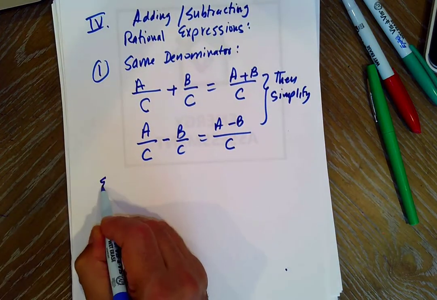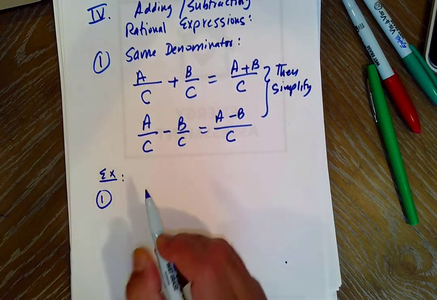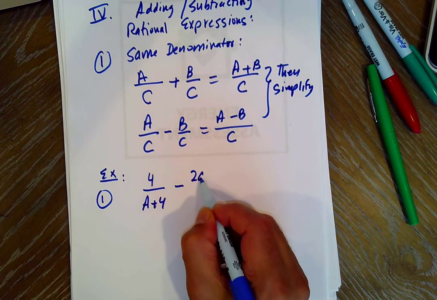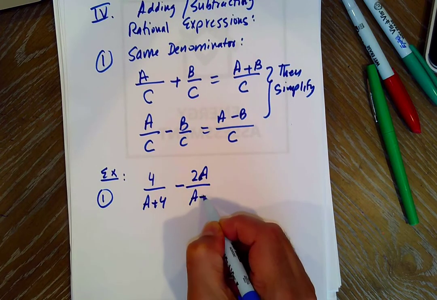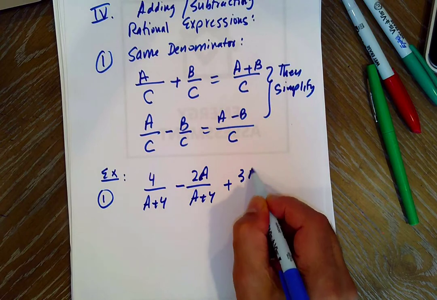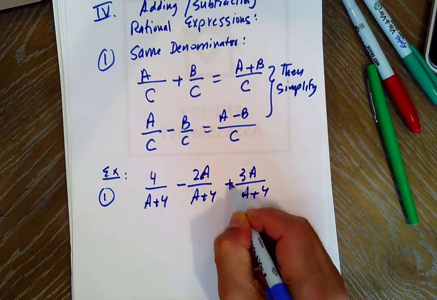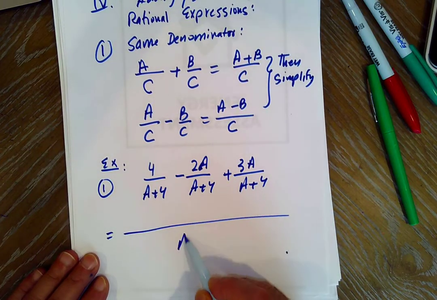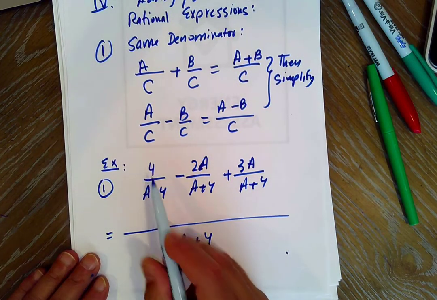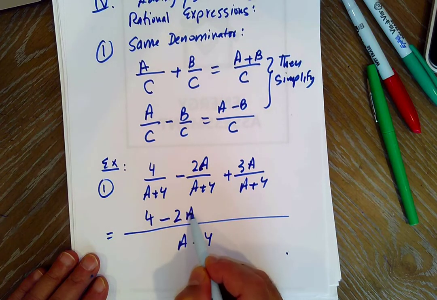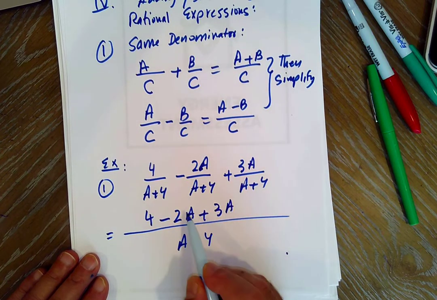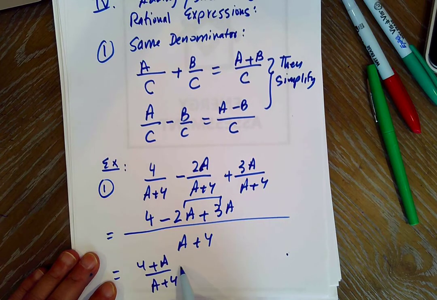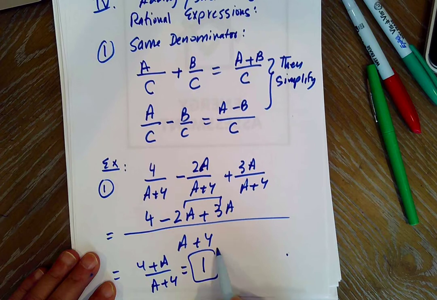For example, you have 4 over a plus 4 minus 2a over a plus 4 plus 3a over a plus 4. Since it's adding and subtracting, you want to check, do we have the same bottom? We do, so it's all going to have the same denominator, a plus 4, and then 4 minus 2a plus 3a, which would be 4 plus a over a plus 4. a plus 4 and 4 plus a are the same, so the answer is 1.